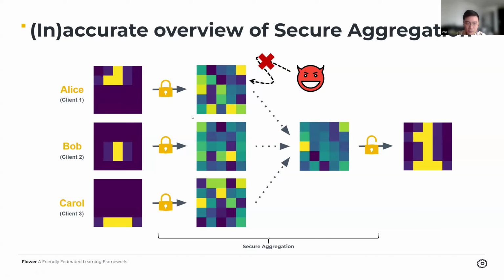But with some cryptographic algorithms, if the server receives the masked model updates from the clients, the server is allowed to, and only allowed to, unmask the aggregated model. So it can still have a complete digit 1 here, but it does not know which part comes from which client.